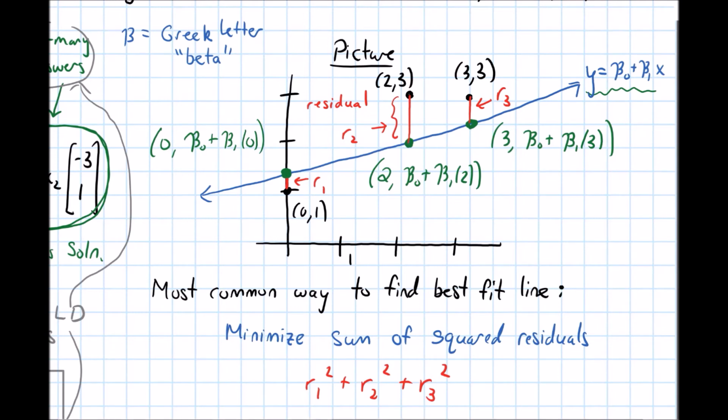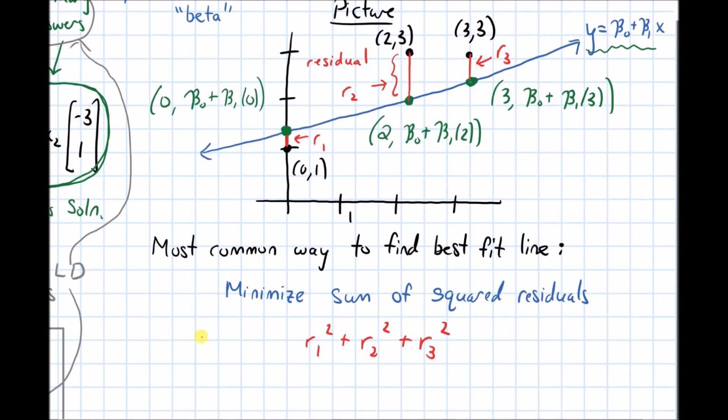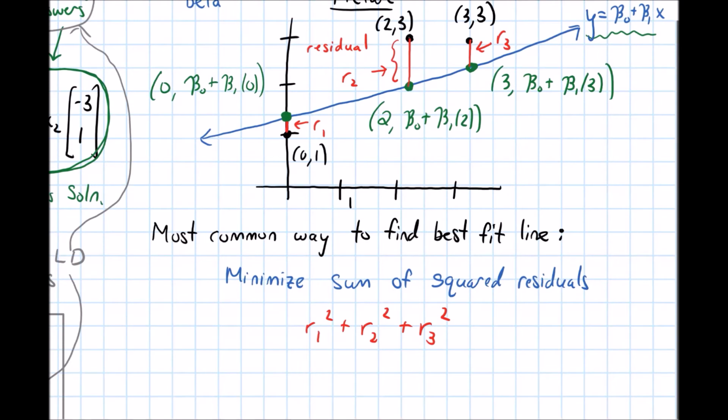So now let's compute this sum of the squared residuals. If I figure out what R1 is first, I have to take these two y values and subtract them. So that would give us beta naught plus beta 1 times 0. Technically I should say beta; sometimes I get a little sloppy and say B instead of beta. Then I subtract that from 1, which is the other y value of this bottom point, and then I need to square that, and that's R1 squared.